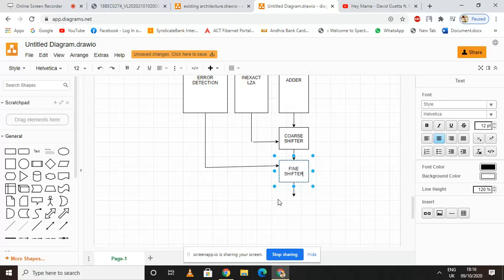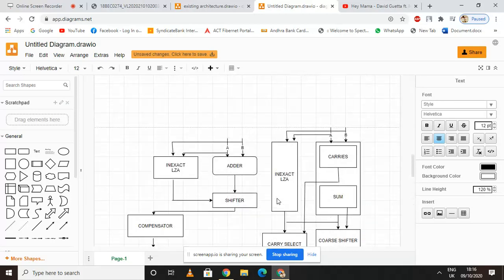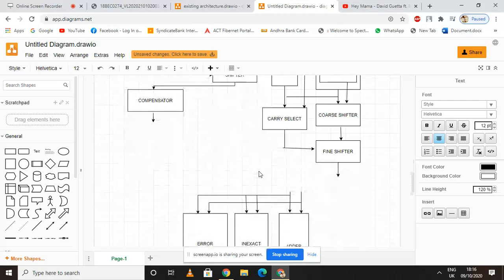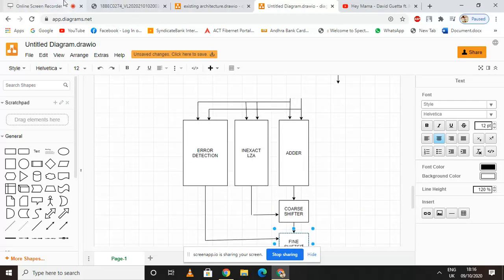So this is the block diagram of the existing architecture that I have drawn using draw.io. So yeah, that is that.